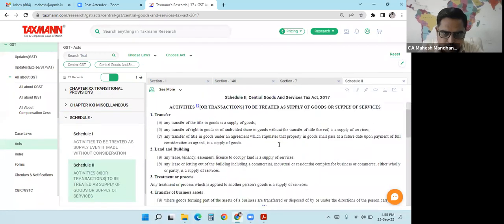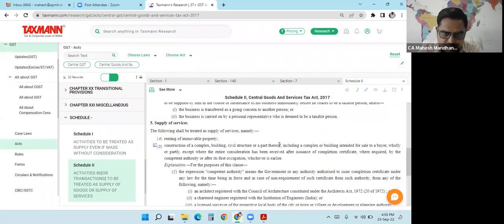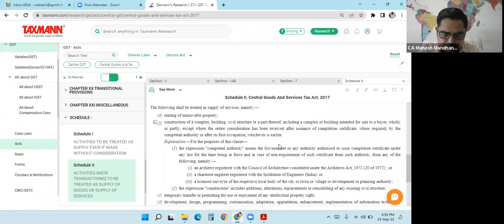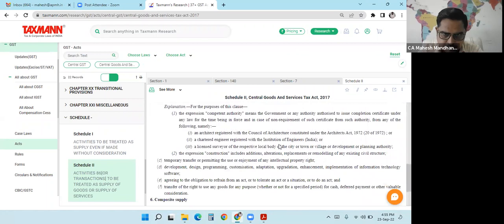if you go to the supply of services, serial number 5, clause E, as you can see on the screen, agreeing to the obligation to refrain from an act, or to tolerate an act or situation, or to do an act, is treated as a supply of service.